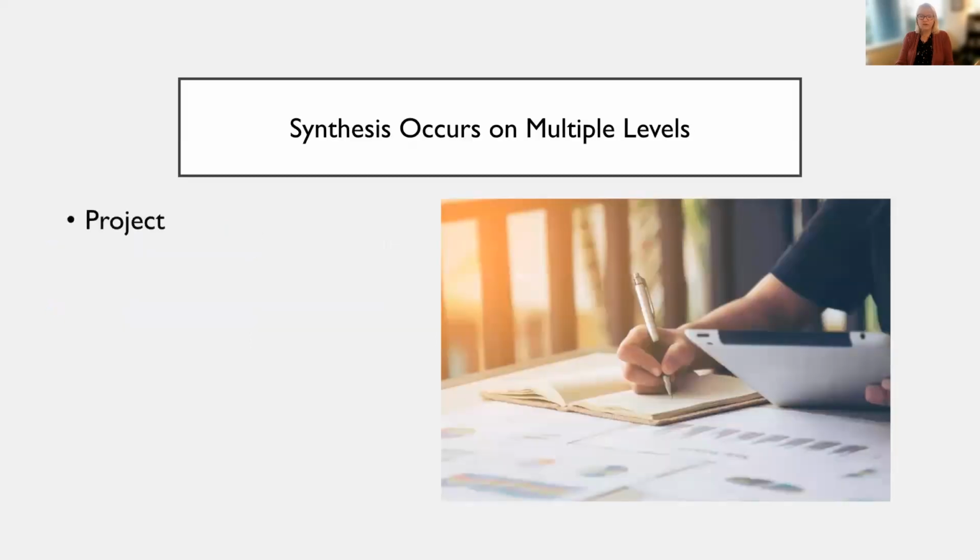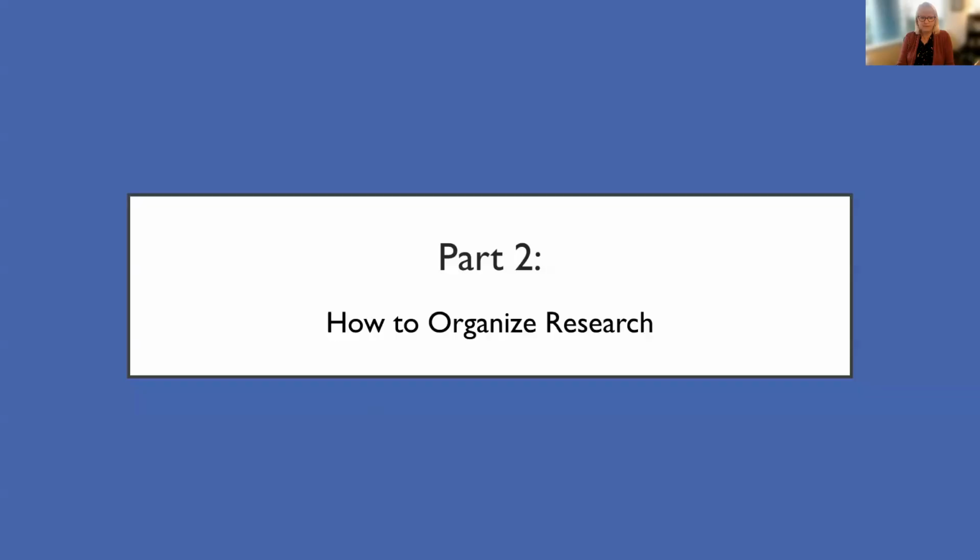Synthesis occurs on multiple levels. It occurs at the project level, where you are identifying your topic and organizing all of your studies together. And often those appear in sections. So when research studies that are of similar content emerge, then you capture that within a section of the paper, and that's synthesizing. We also synthesize at the paragraph level and the sentence level. So I'll give you some examples of those a bit later.